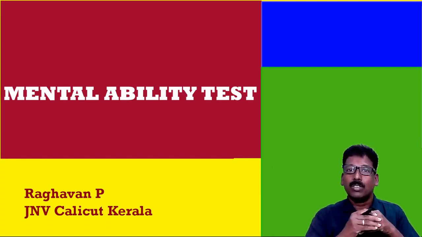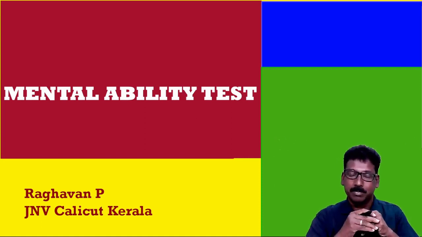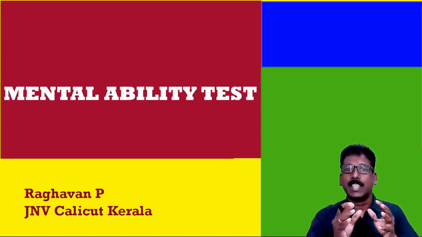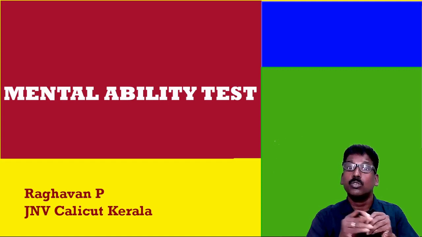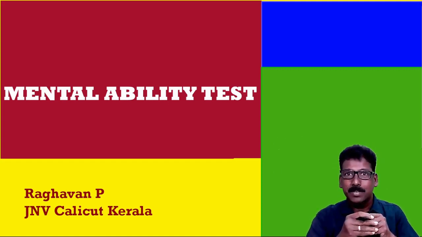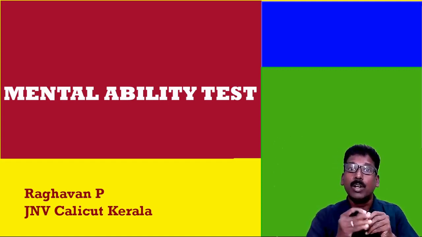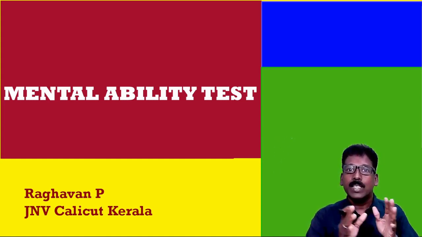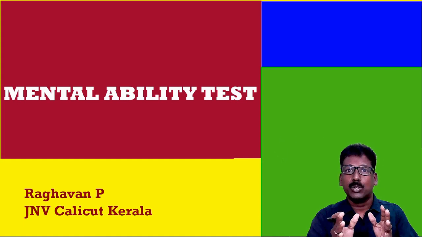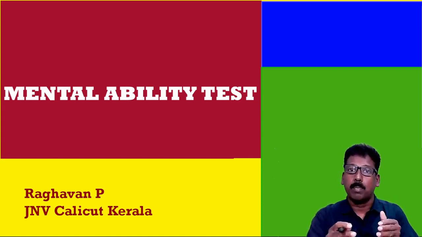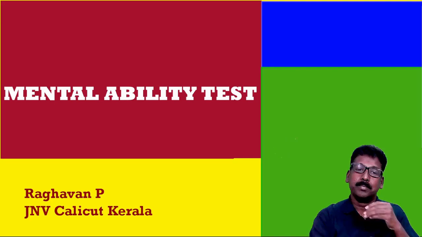Let us go to the first section of JNVST, that is Mental Ability Test. This section carried 40 questions for 50 marks. That means each question carried 1.25 marks. Now, these 40 questions are divided into 10 parts, each part having 4 questions. Now, let us discuss each part in detail.